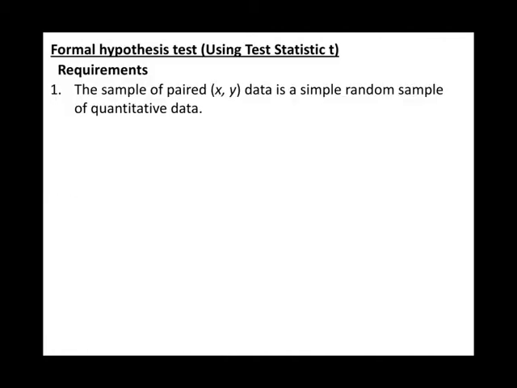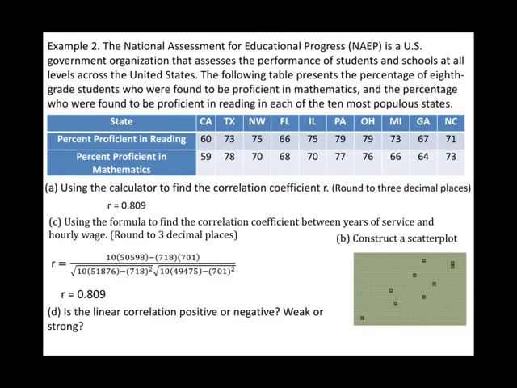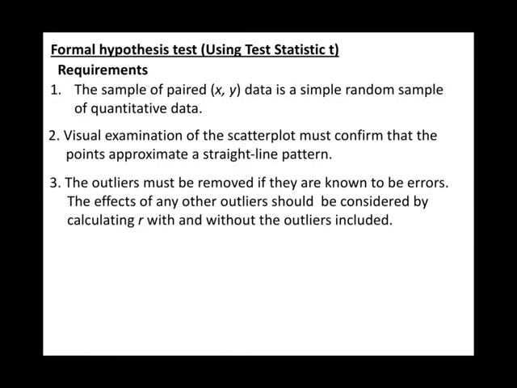Second part, we're gonna work on formal hypothesis testing, just like chapter 8 and chapter 9. Requirement. It has to be a simple random sample. Visual examination of the scatter plot must confirm that the points approximate a straight-line pattern. So before you work on the hypothesis testing, you want to look at the picture. They do have the straight-line pattern. Number 3, outliers must be removed if they are known to be errors. This is the same requirement as before you find the R.